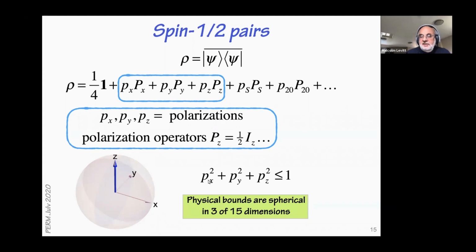But again, for this three-dimensional subspace, we have the same intrinsic bounds. So the three polarizations added together vectorially have to be less or equal to 1. So you can never have a polarization of more than 1 in any direction. So at least in 3 of these 15 dimensions, then you have spherical bounds. But we have many other operators.